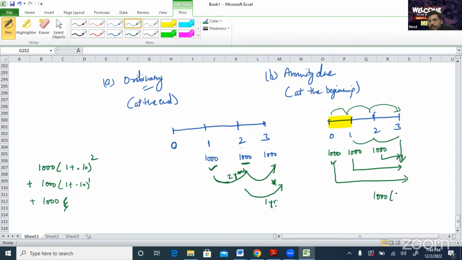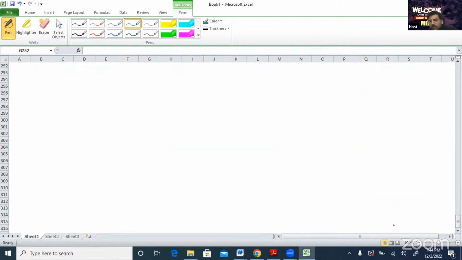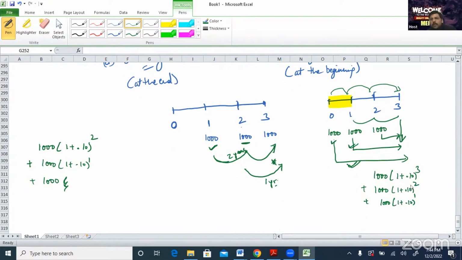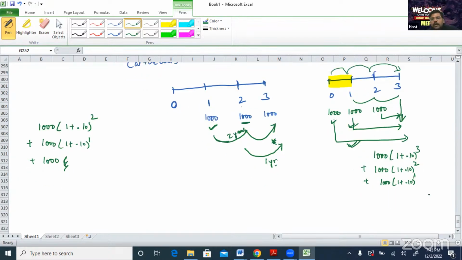So 1,000 into 1 plus 10% raised to the power 3. This cash flow will be compounded for 2 years, so this will be 1000 into 1 plus 10% raised to the power 2. And this cash flow will be compounded for 1 year. You can see this cash flow will be compounded for 1 year. In this manner, now you can see here we have one additional compounding everywhere. Okay.